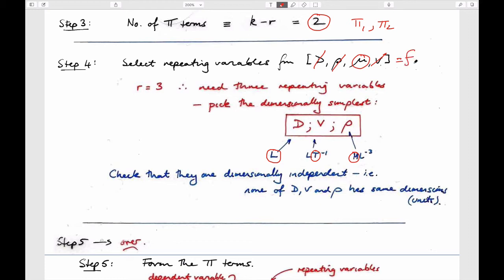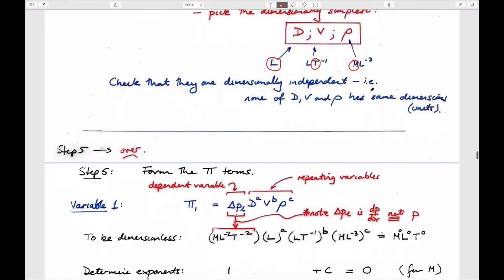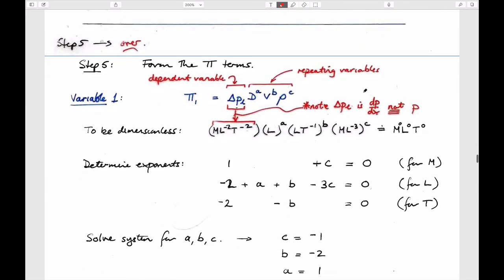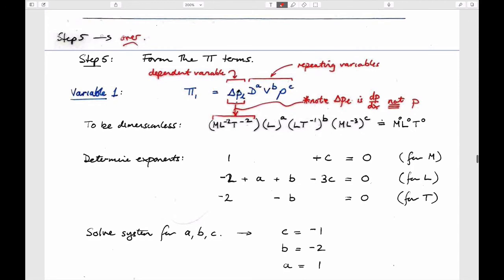and the pressure gradient in this case. So these would be the non-repeating variables, or the dependent variables in this particular case. Then what we want to do is make the product of these repeating variables and each one of the dependent variables in turn match up with no units. And so the way we do that is we take each of these variables and we write out what the units are for each of these.